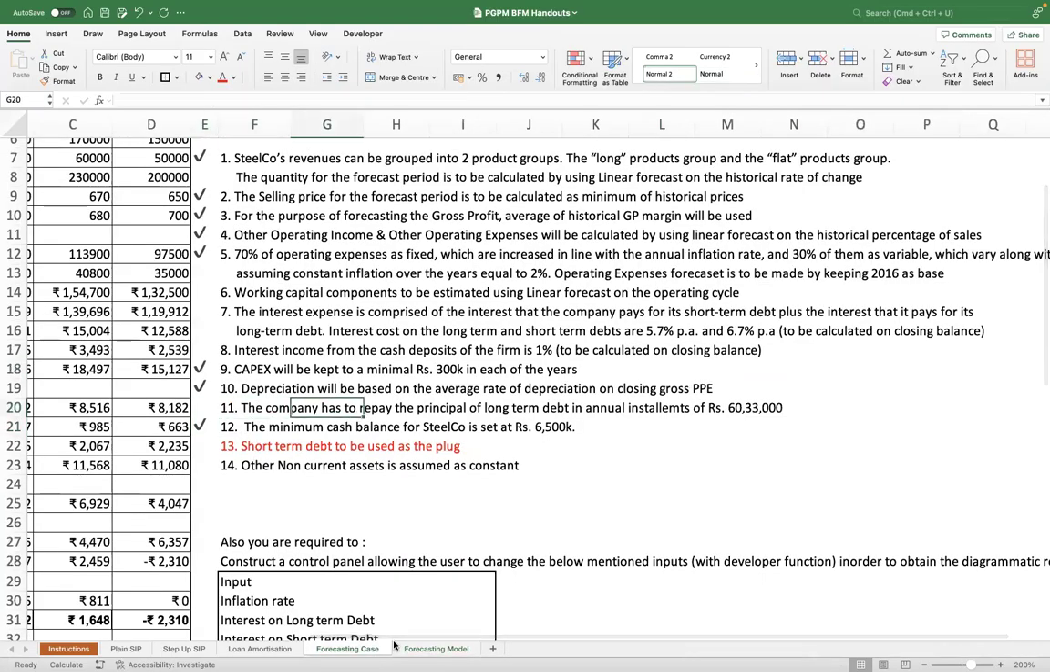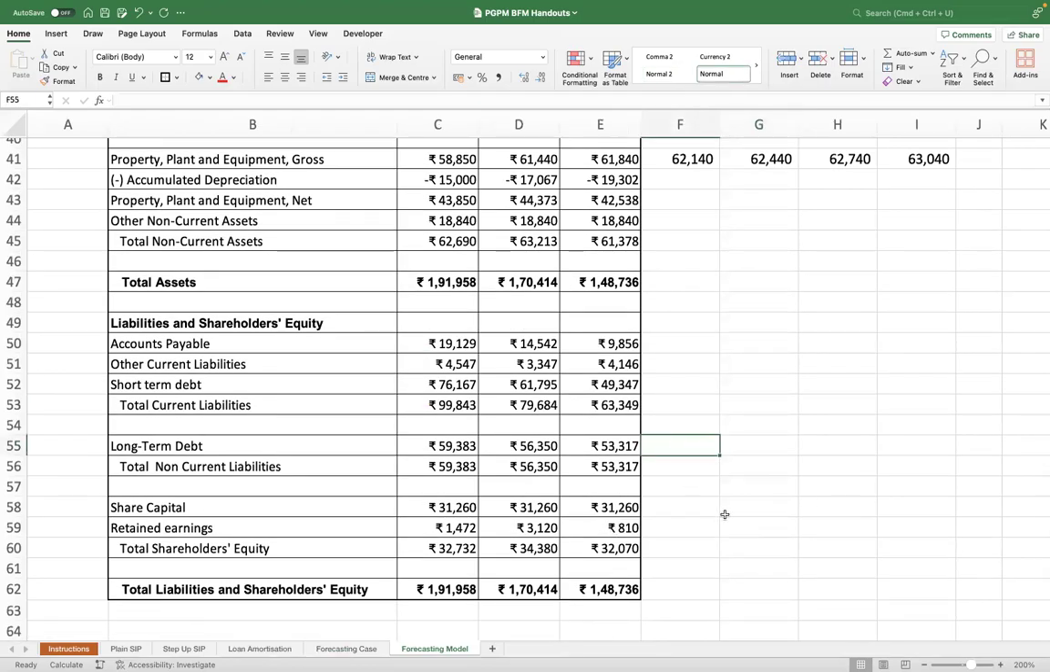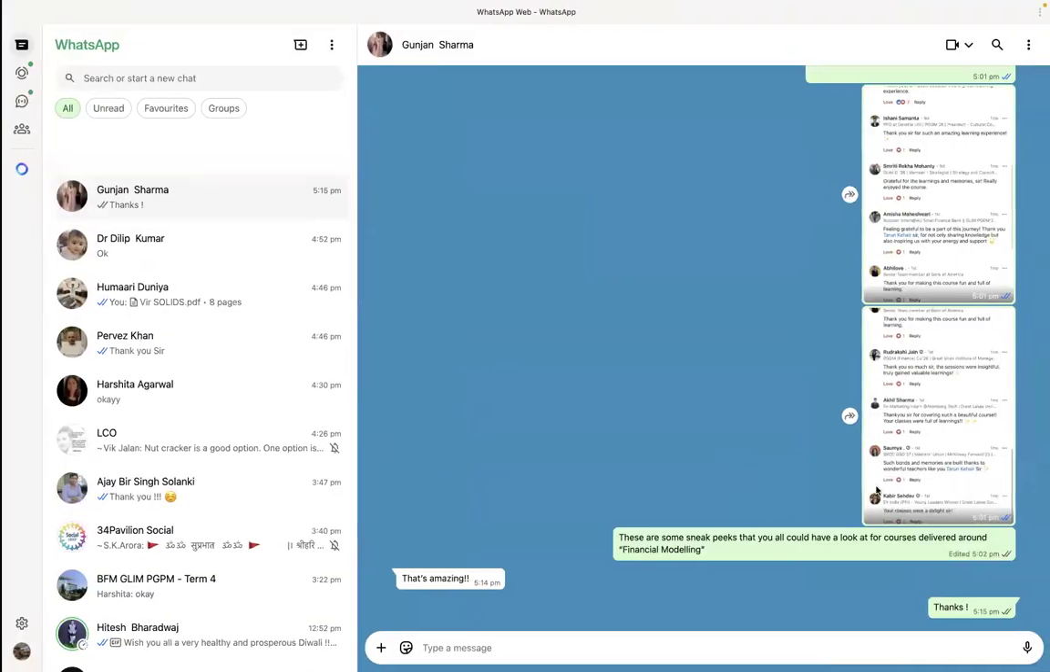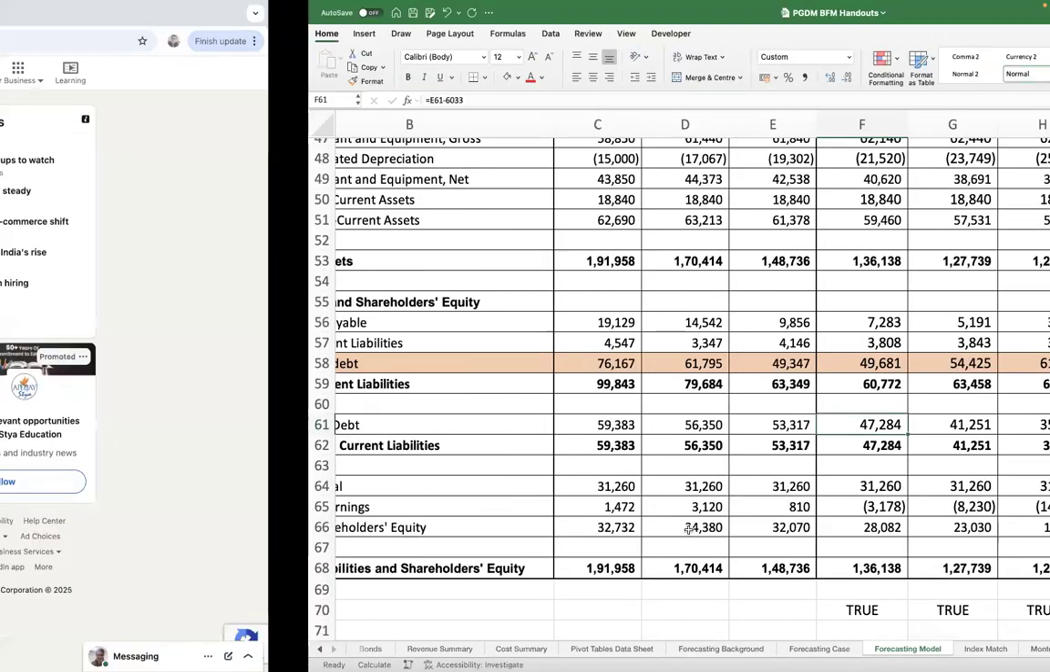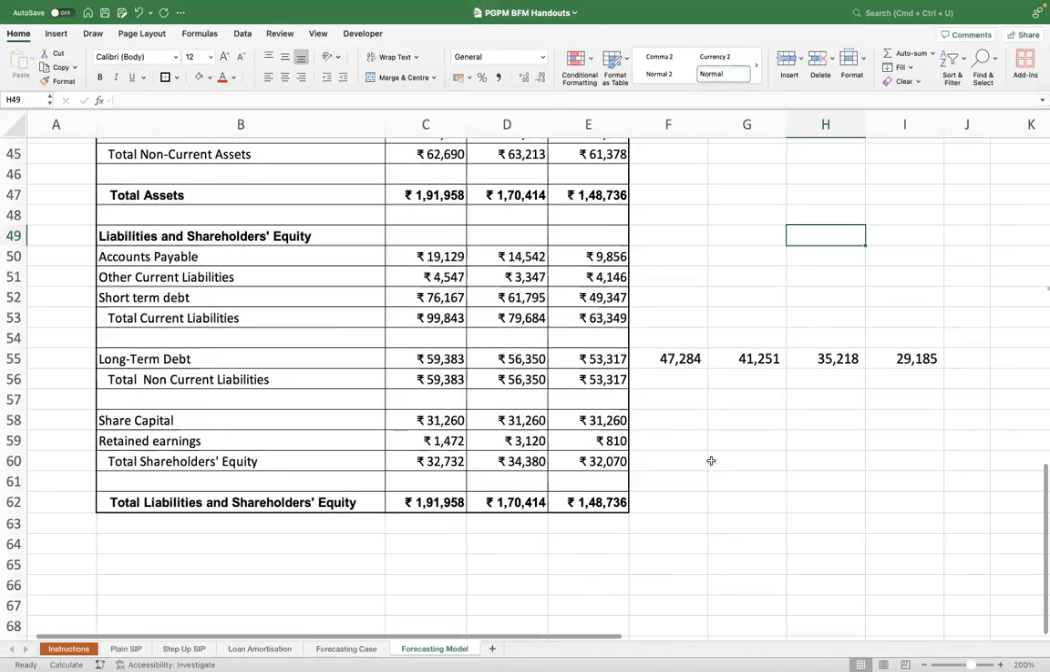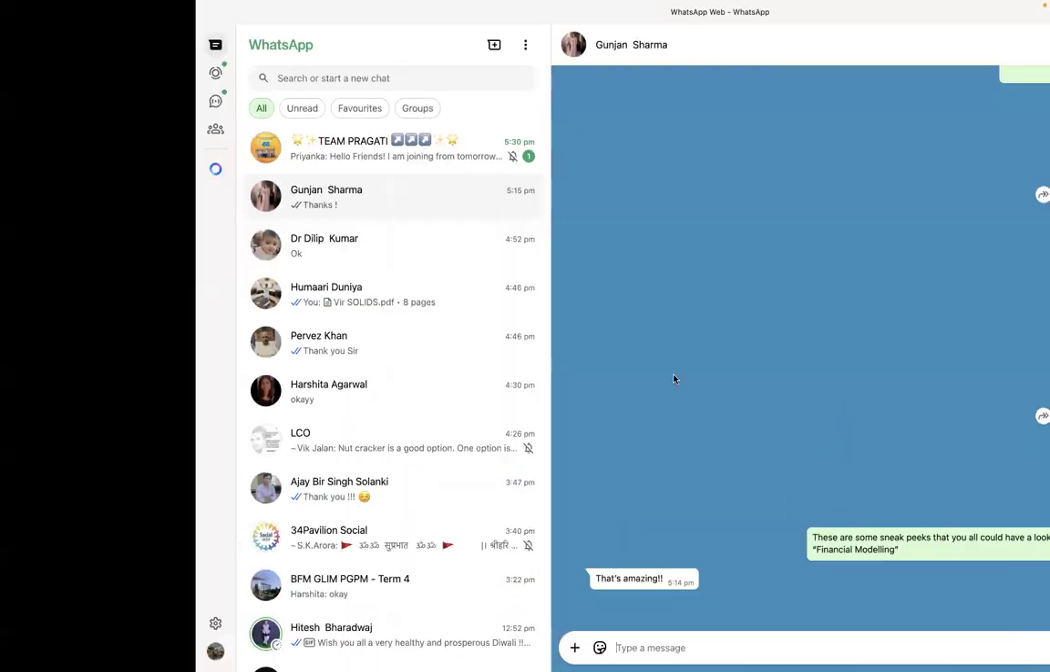the company has to prepay the principal of long-term debt in annual installments of 6,033,000, which means every year from my long-term liability, I'm going to reduce 6033, because you are paying off that much debt. So your liability will come down by 6033 every year. It's mentioned 6,033,000, but since all the numbers are in thousands, we will just do minus 6033. And after this we will just drag it. So this will give you your long-term debt also. Please check if you get these numbers: 47284, 41251, 35218, and 29185. This is your long-term debt.